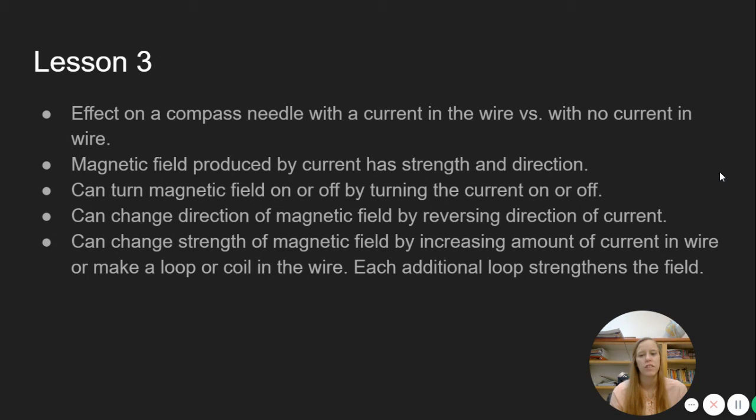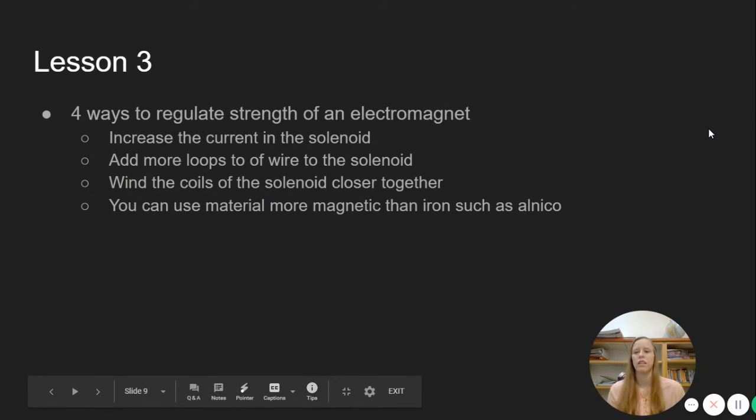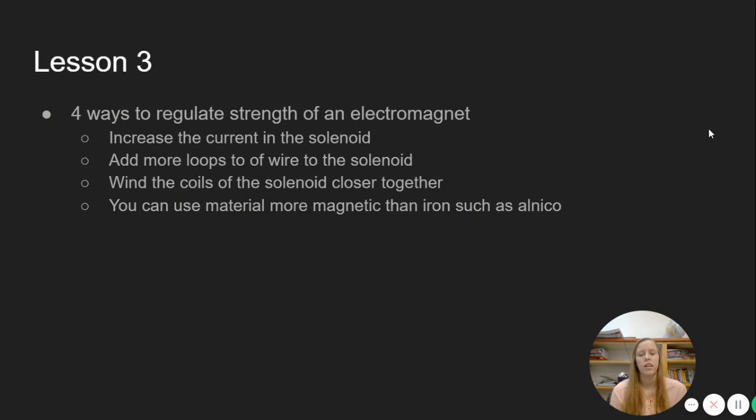And you can change the strength of the magnetic field by increasing the amount of current in the wire or making a loop or coil in the wire, and each additional loop strengthens that field. And then there's 4 ways to regulate the strength of an electromagnet. Increasing the current in the solenoid, adding more loops of wire to the solenoid, winding the coils of the solenoid closer together, or using material more magnetic than iron. And that one example we had was Alnico.